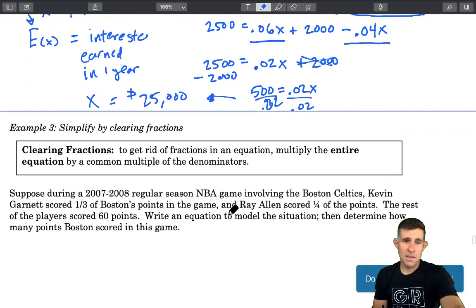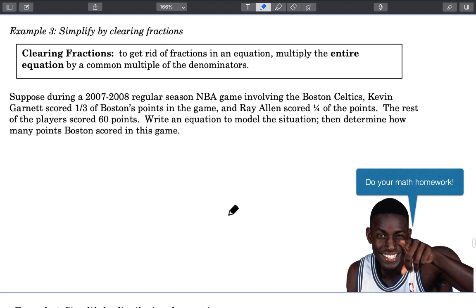All right, our next example has to deal with fractions and the distributive property. Now, a lot of people don't like dealing with fractions, so we can use this technique to clear a fraction. In order to clear a fraction, what we're going to do is multiply the entire equation by a common multiple of the denominators. So here's our example problem.